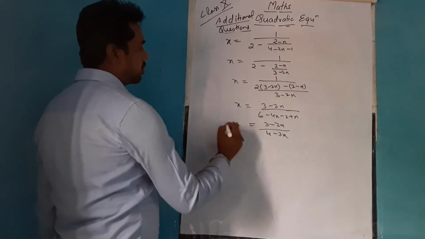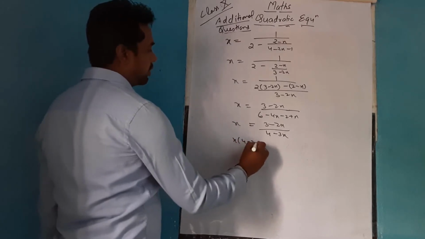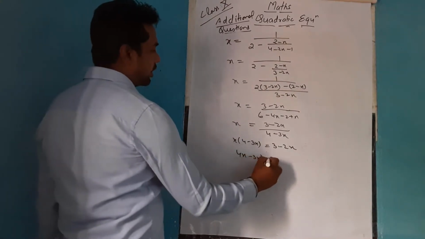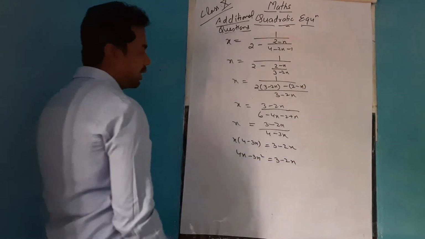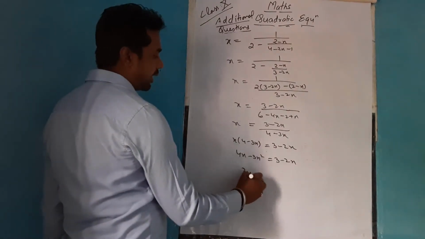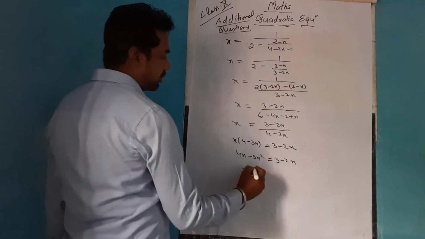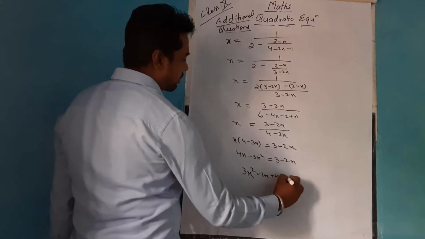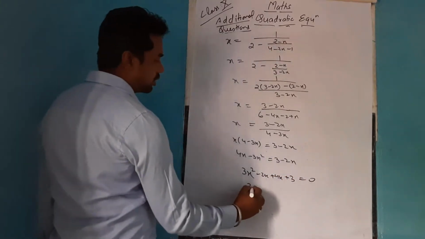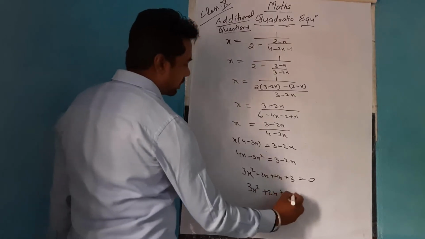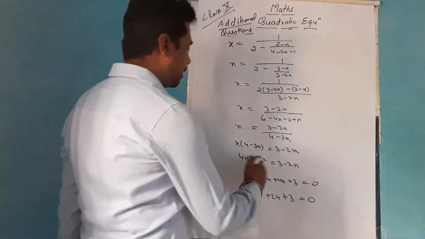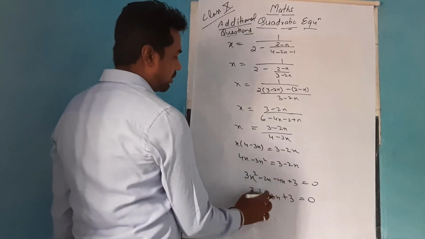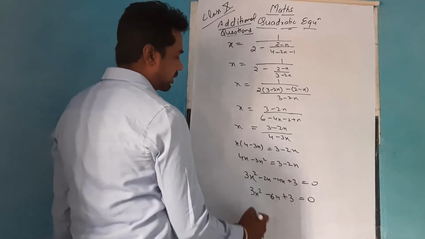Now we'll cross multiply. So x times (4 minus 3x) equals 3 minus 2x. That becomes 4x minus 3x square equals 3 minus 2x. Putting all the terms on one side and writing in the standard form of quadratic, that becomes 3x square minus 2x plus 4x plus 3 equals 0. So this becomes 3x square plus 2x plus 3 equals, till this part. So when you put it on one side, that becomes minus 4x minus 2x, that becomes minus 6x, 3x square minus 6x minus 3.